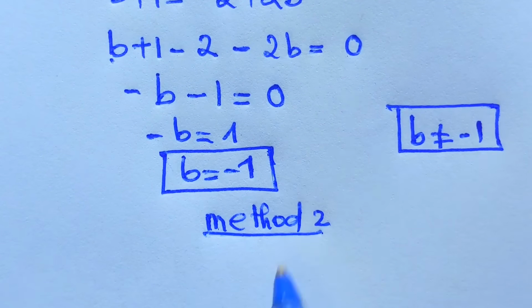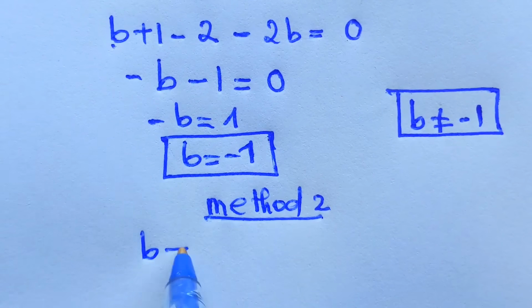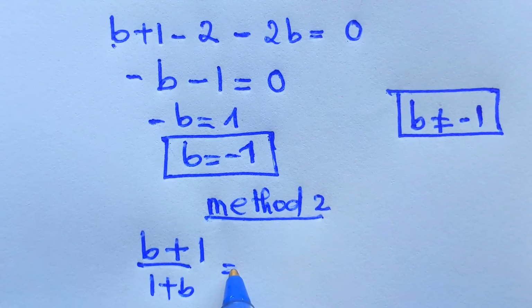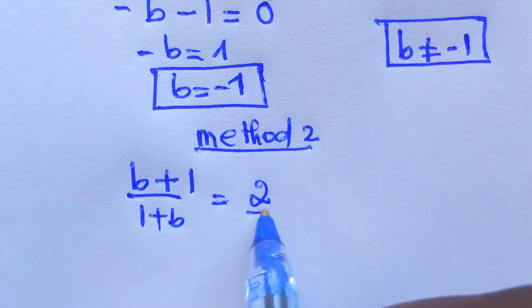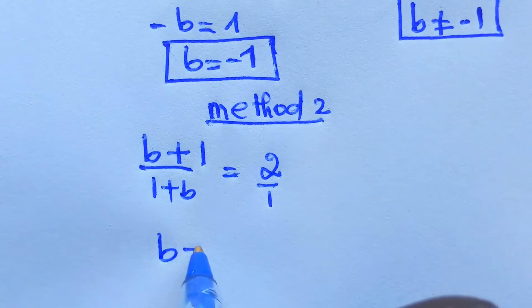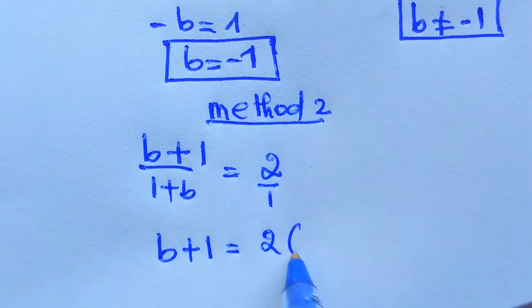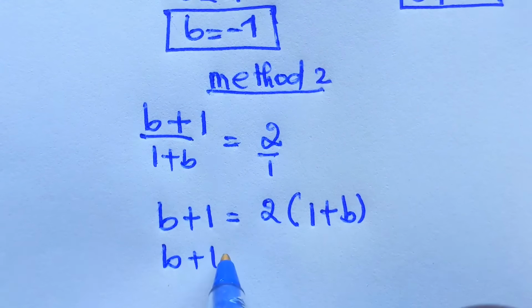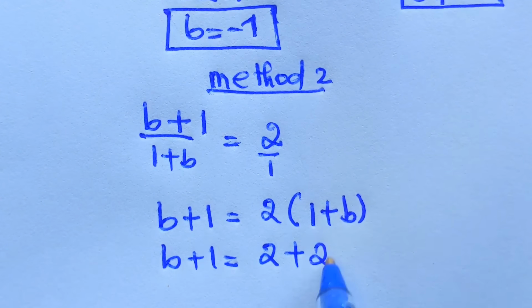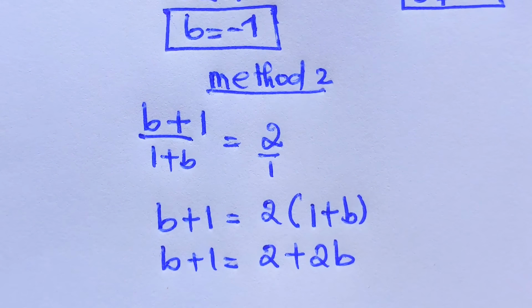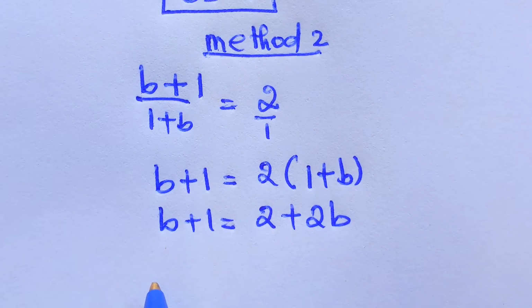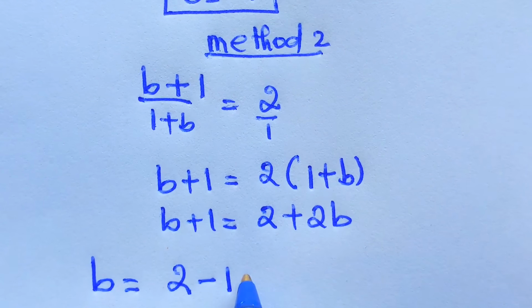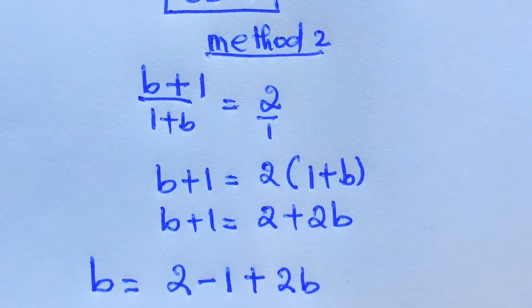Method 2. So we have here (b + 1)/(1 + b) equals 2. Of course you have to make cross multiplication. Of course you have b + 1, which equals 2(1 + b), and of course this is b + 1, which equals 2 + 2b. And of course this is what we have right here.